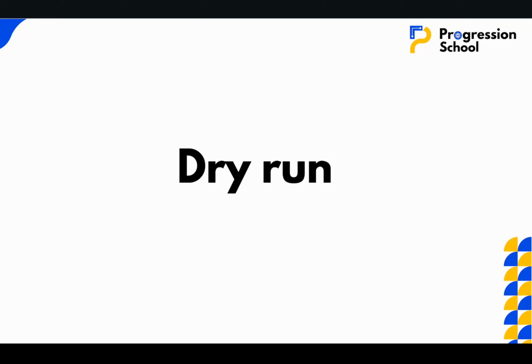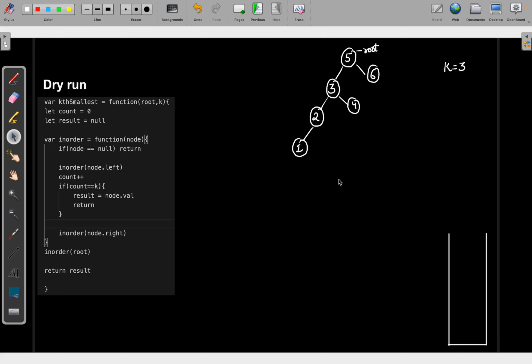In this video, we will see a dry run of the code. Now let's see a quick dry run of this code. So we have this root node and we have k equals to 3.